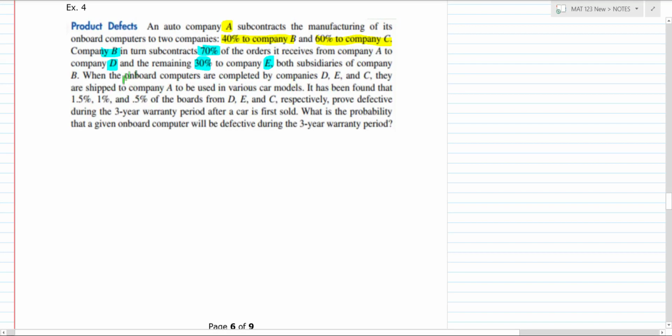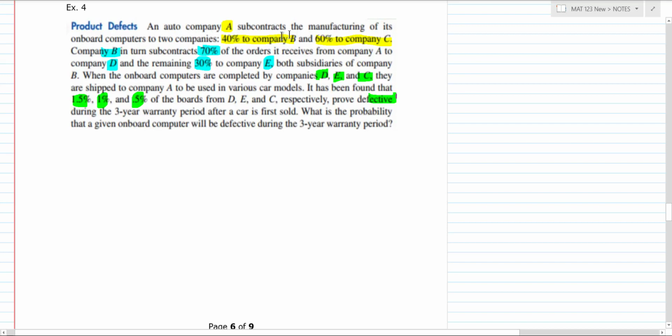Then it says the onboard computers are completed by companies D, E, and C. They are shipped to company A, and it's been found that these are defective for D, E, and C. Now, you got to read through this a couple of times to begin to appreciate what's happening. And then it says, what is the probability that a given onboard computer will be defective during the 3-year warranty period?